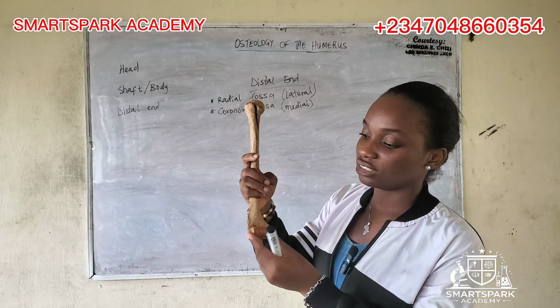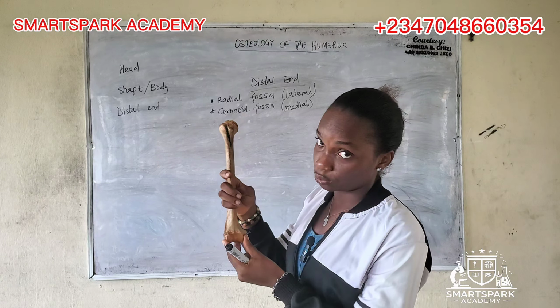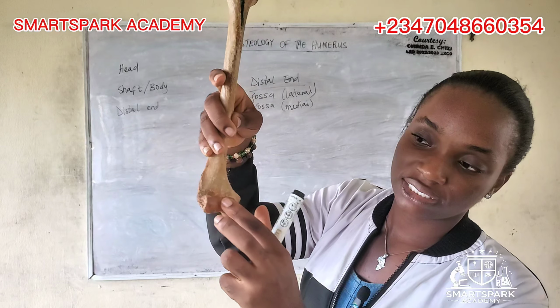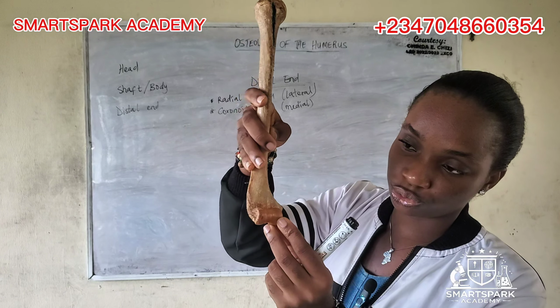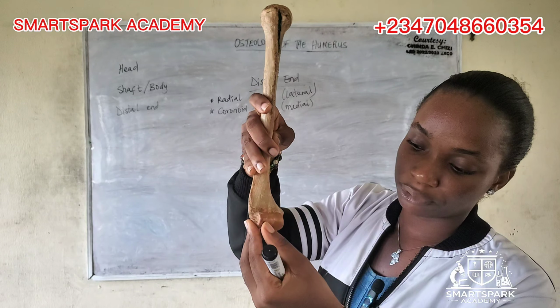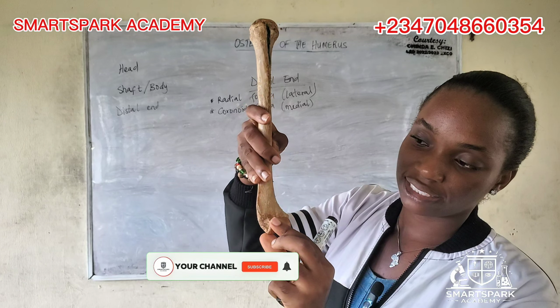Now, distal to it, we have the trochlea and the capitulum. This is the trochlea, while this is the capitulum. We'll talk about it shortly and what they are for. This is the trochlea and this is the capitulum.